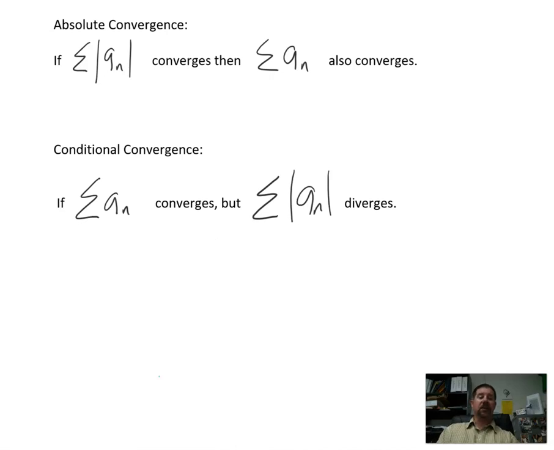Conditional convergence is a little bit different. You get conditional convergence if the series converges, but when you look at the absolute value of the series, that diverges. Right? A good example of this is our alternating harmonic series. The alternating harmonic series converges, but the harmonic series diverges. So the alternating harmonic series converges conditionally. Right? It has conditional convergence.